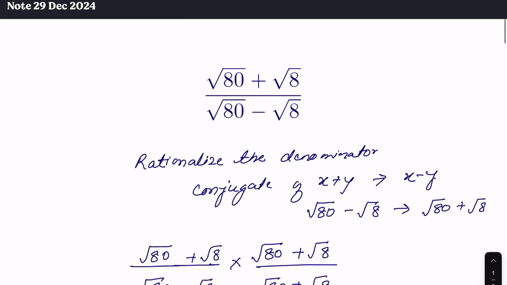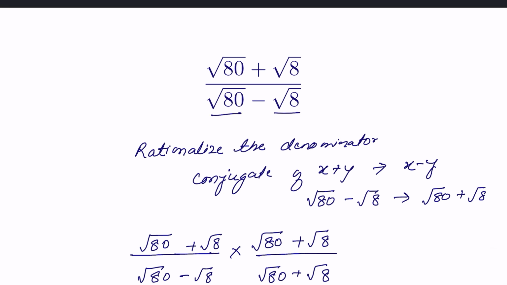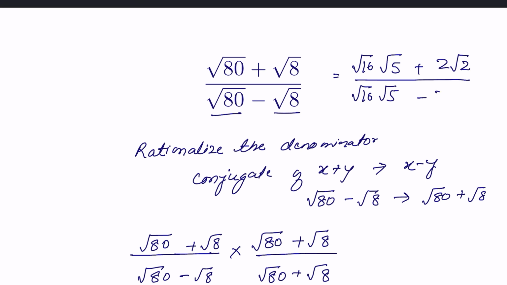Another method is you simplify the radicals first. So the square root of 80 will be square root of 16 times square root of 5, plus the square root of 8 will be 2 times square root of 2, upon square root of 16 times square root of 5 minus 2 times square root of 2. Square root of 16 is 4, so it is 4 times square root of 5. Rationalize now. When we rationalize, in the numerator it is a plus b whole square, and in the denominator difference of squares, then the same process will be carried on.